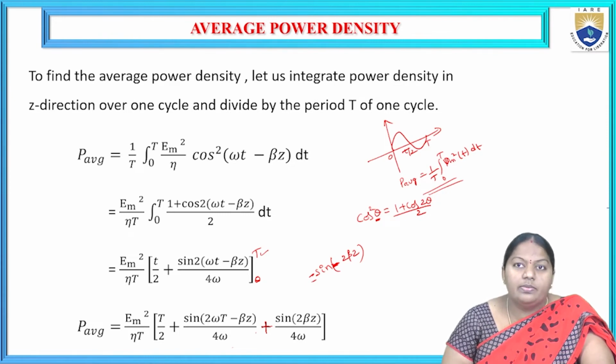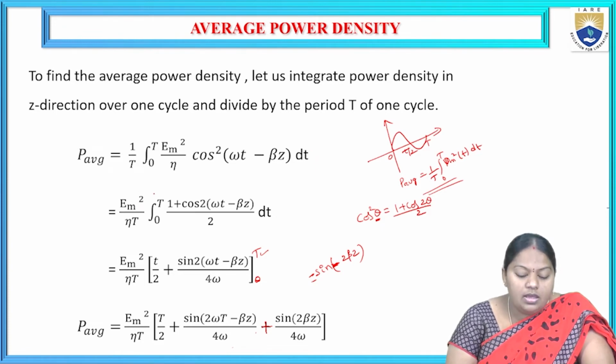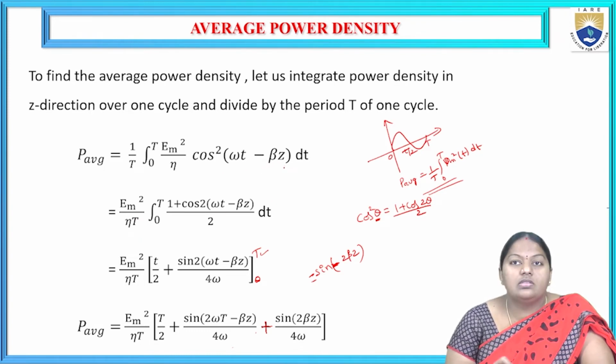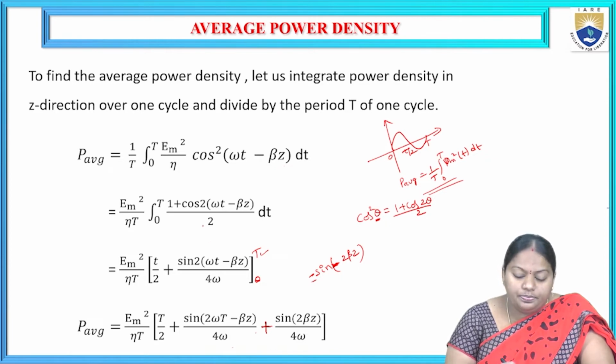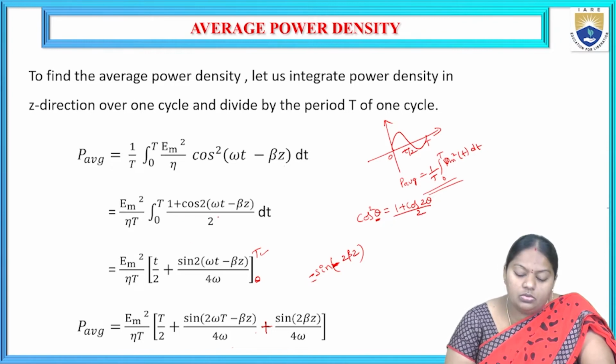In that you just substitute Em square by eta, which was obtained in the previous case, as P average equal to 1 by T integral 0 to T Em square by eta cos square (omega t minus beta z) into dt. Then Em square by eta into T are to be considered as a constant. Then integration with respect to t means cos square of this function is a variable. Now to integrate this cos square theta, we apply the formula cos square theta equal to (1 plus cos 2 theta) by 2. Now (1 plus cos 2 (omega t minus beta z)) by 2 into dt is this one.